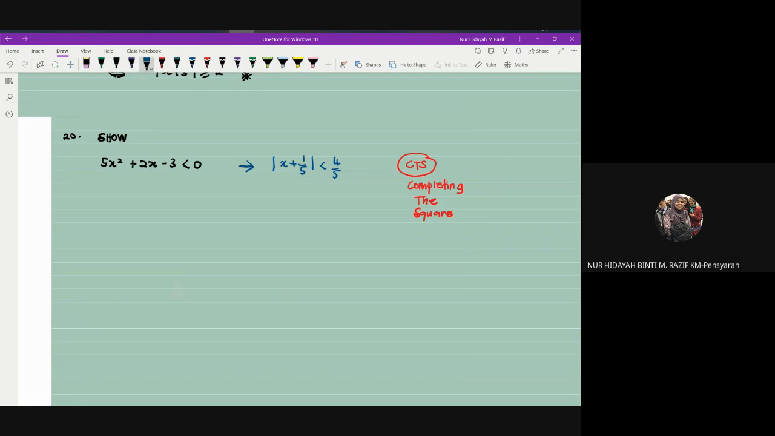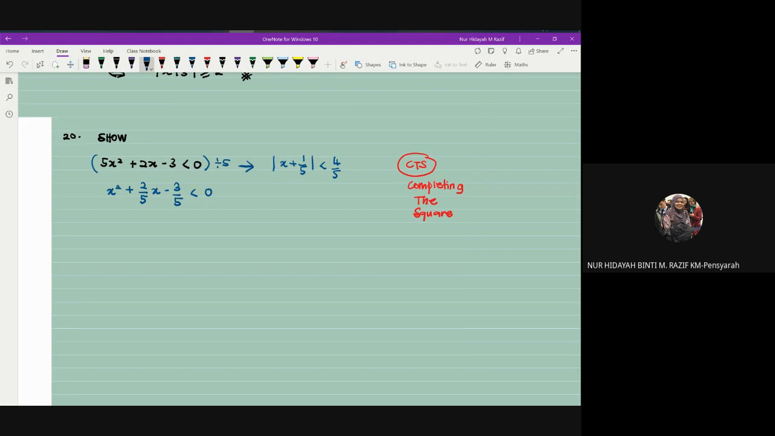Apa yang kita buat adalah, first kali awak kena make sure depan ni 1. Mesti 1. Okay, so macam mana kita nak make sure depan tu adalah 1? Bahagi semua sekali dengan 5 ataupun faktorkan 5 keluar. In this case sebab saya ada inequality, 5 tu positive, so there shouldn't be a problem. I'm going to divide everything by 5. So take everything, bahagi dengan 5. What do I get after that? Betul tak? Itu inequality saya now.